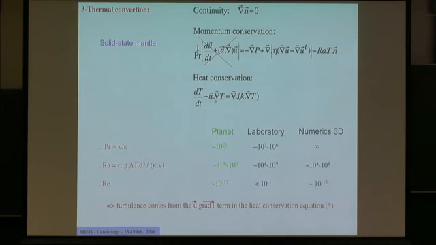So the key parameter that we're left with is the Rayleigh number, which compares the engine of convection, the buoyancy force, over the two dissipative effects of momentum and temperature. And in a planet, this Rayleigh number is 10^6 to 10^9, and both numerical simulation and laboratory experiment can reach this regime without any problem.